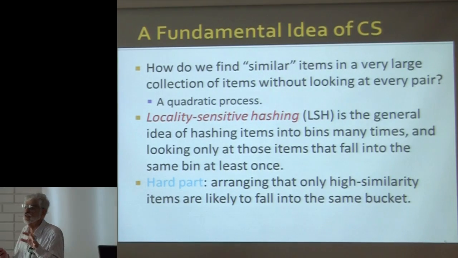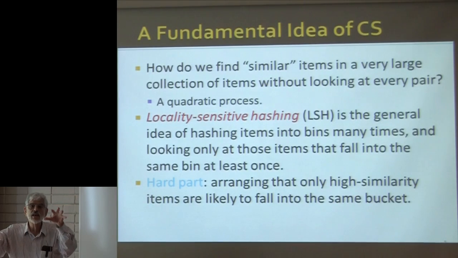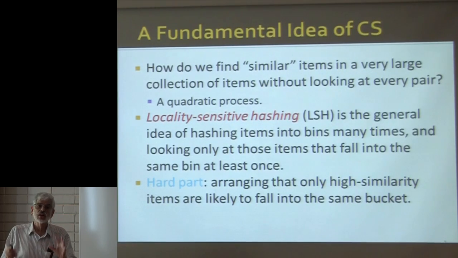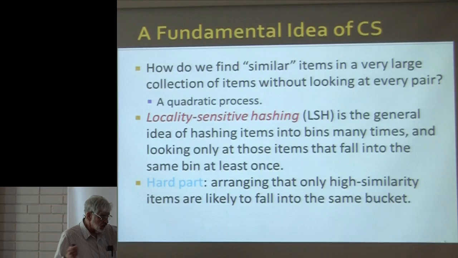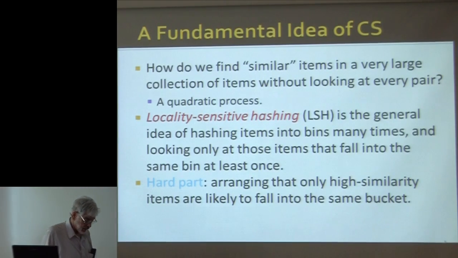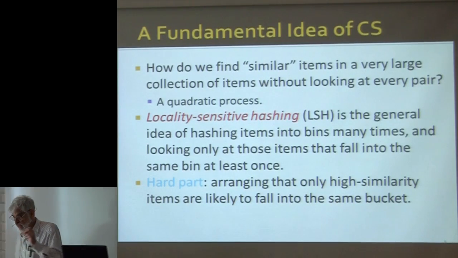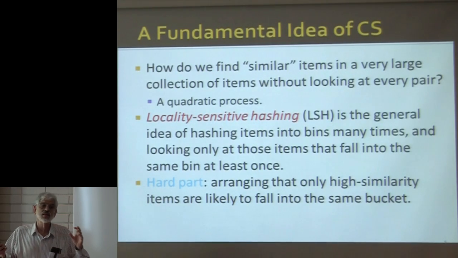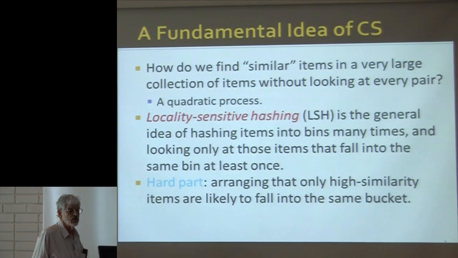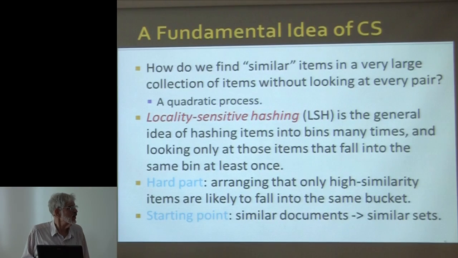And you're going to do this not once, but you're going to have many of the classical hash functions. And you want to arrange that, if two items are similar, they will surely or almost surely go into the same bin at least once among all these different hashings that you're doing. And if they're not similar, then the chances are good that none of the hashings will send them to the same bin. Okay, and that, of course, is the hard part.